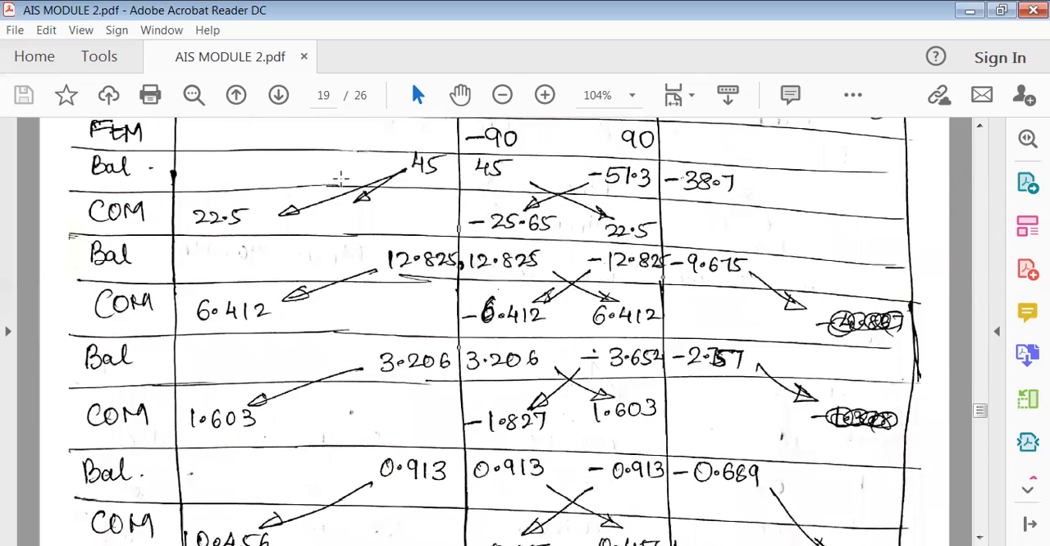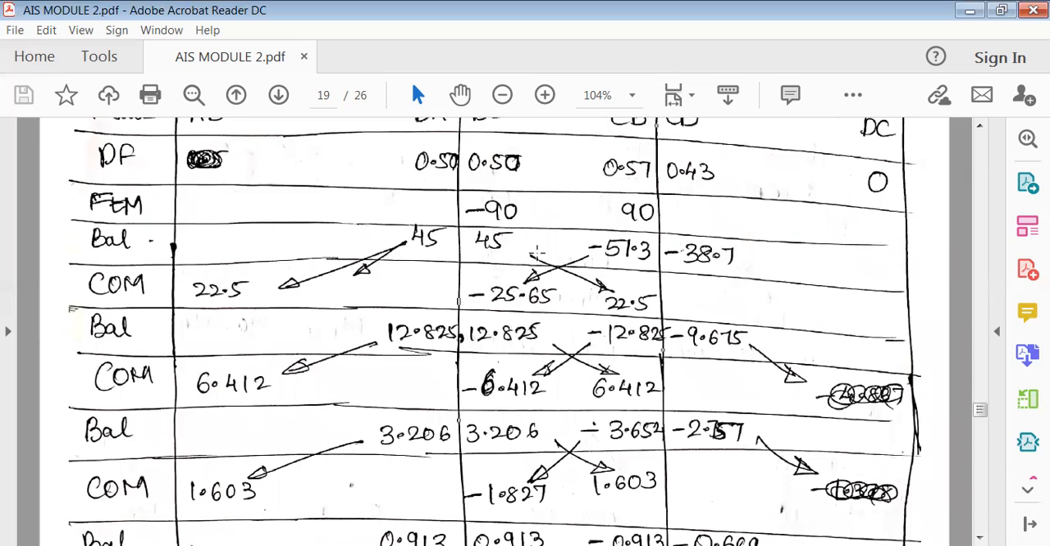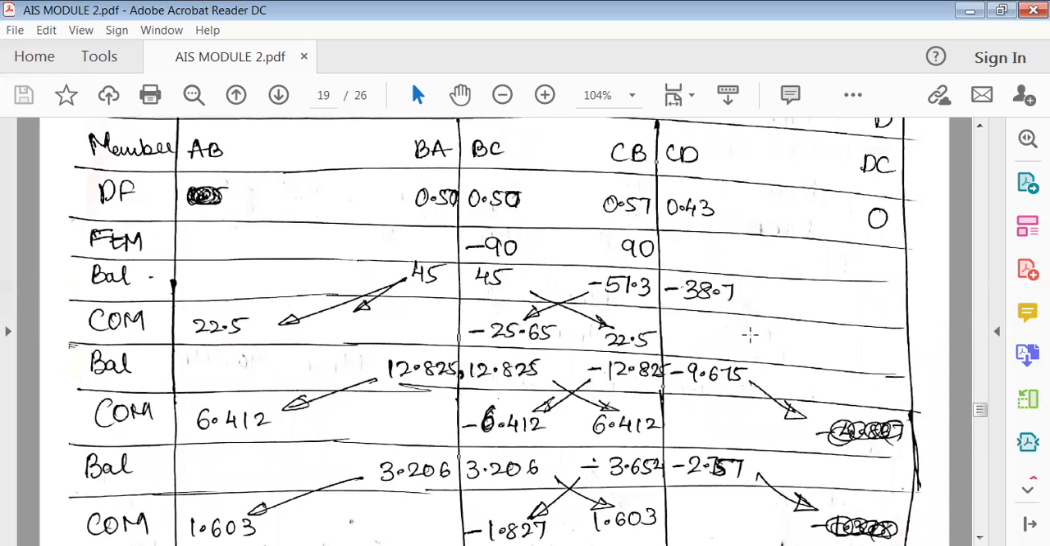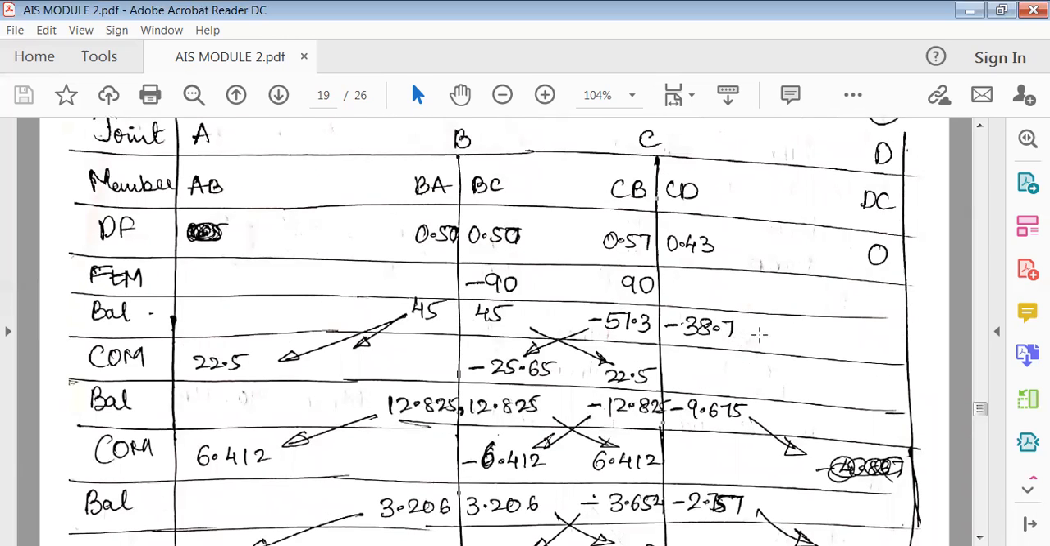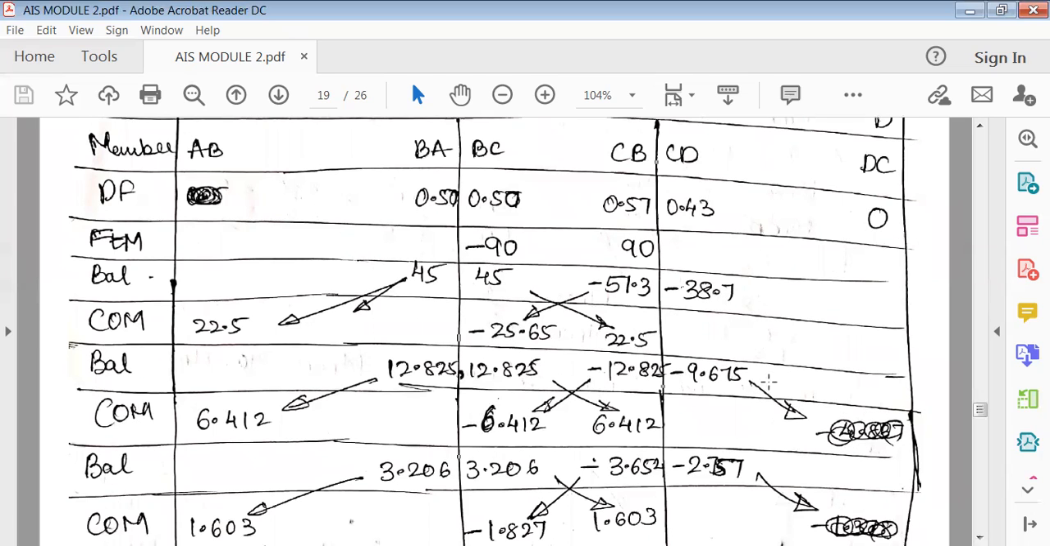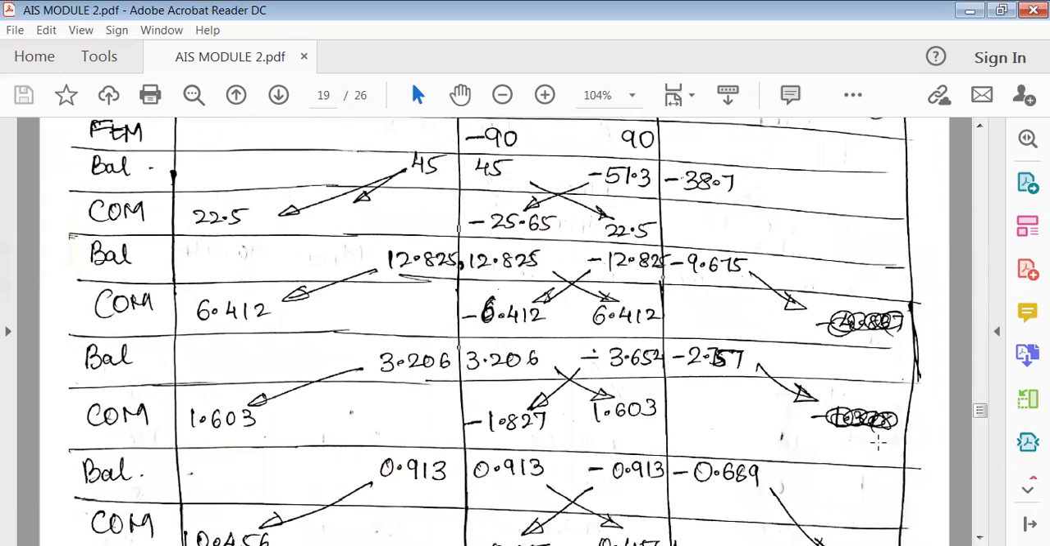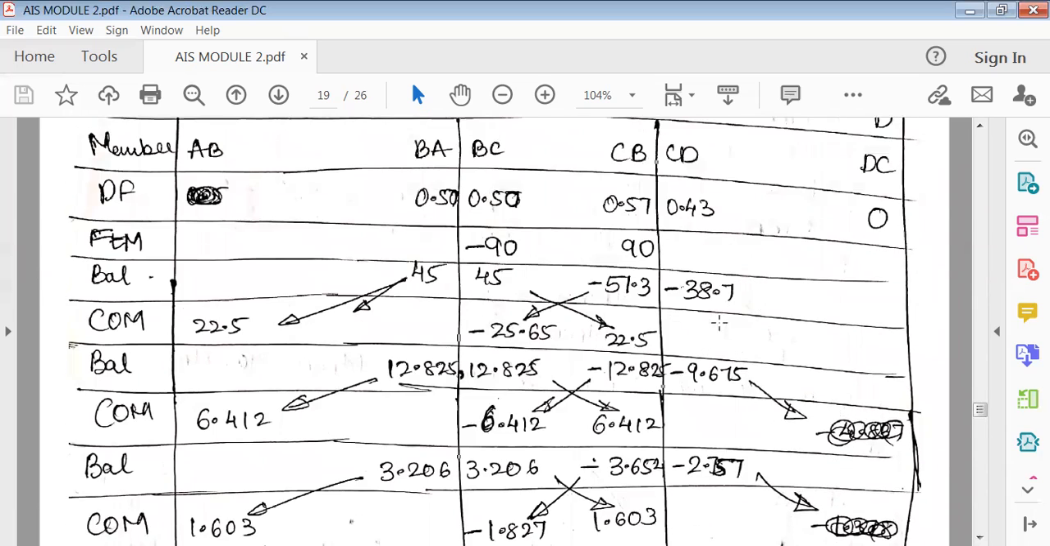Then similarly carry over here, here, everywhere. But what happens here is it will not get carried over to this joint, because joint D has a roller support. That means it is a simple support, so nothing gets carried over here. The moment at this portion would be 0. I've shown values here, but I've struck them out, so don't use these values.